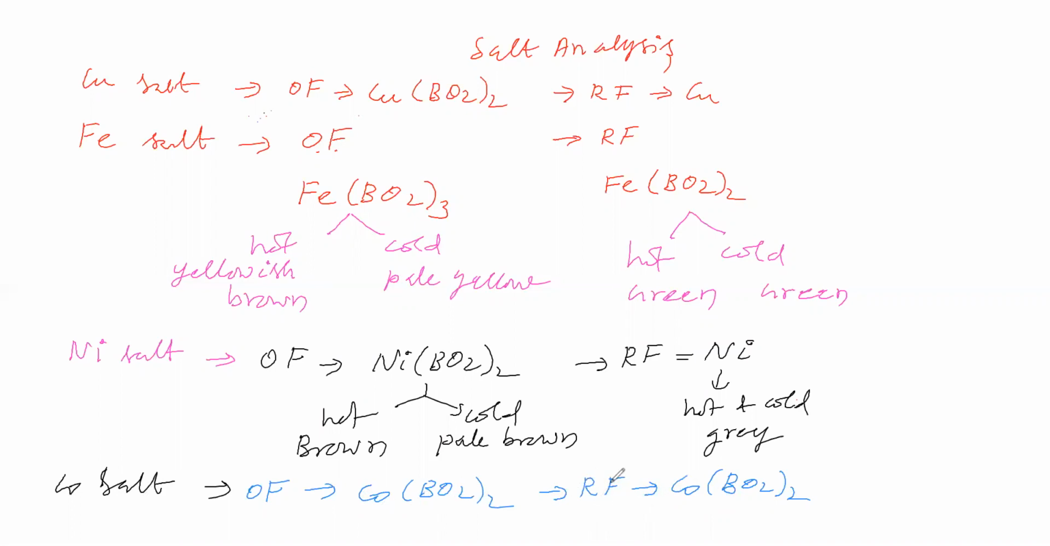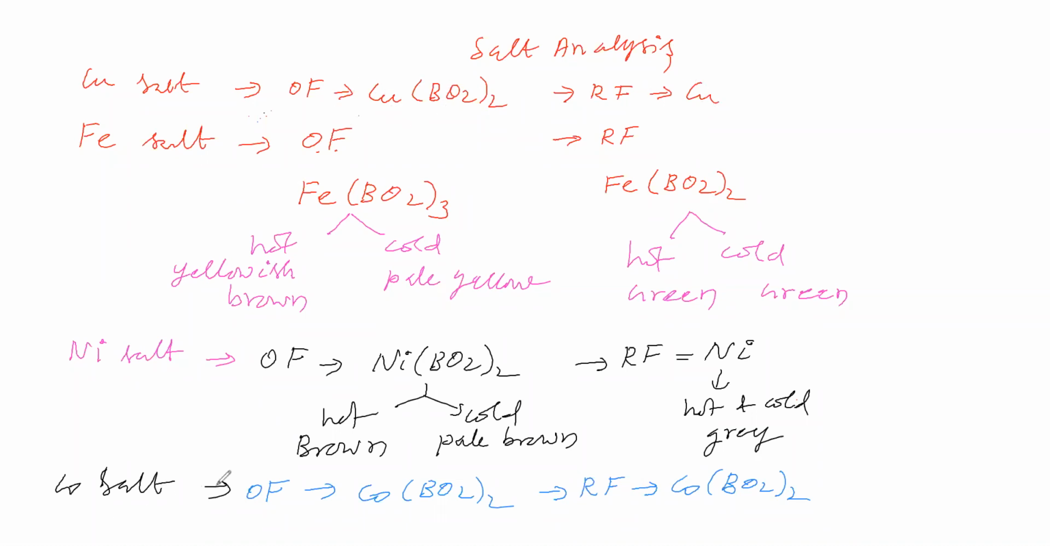In the reducing flame, cobalt salt exists as cobalt 2 metaborate. In the oxidizing flame, cobalt salt exists in the form of cobalt metaborate. But other salts are showing differences. Here in the reducing flame nickel, here nickel metaborate. Here ferrous metaborate in the reducing flame, ferric metaborate in the oxidizing flame. In the reducing flame copper, in the oxidizing flame copper 2 metaborate.